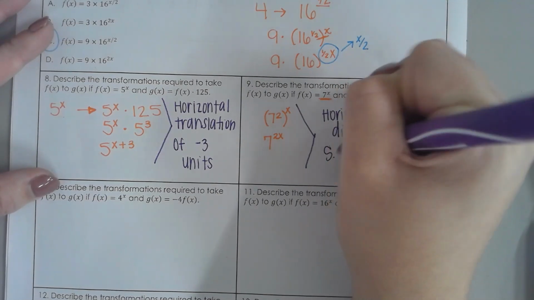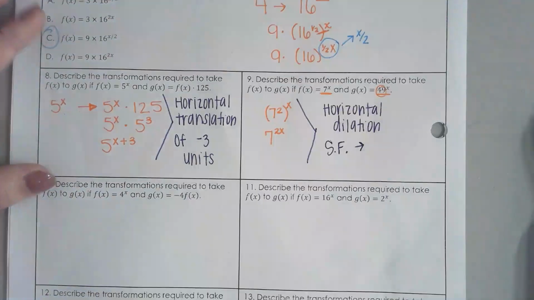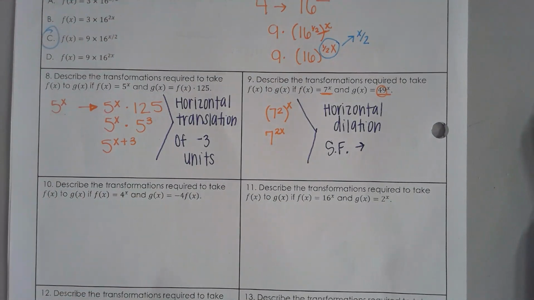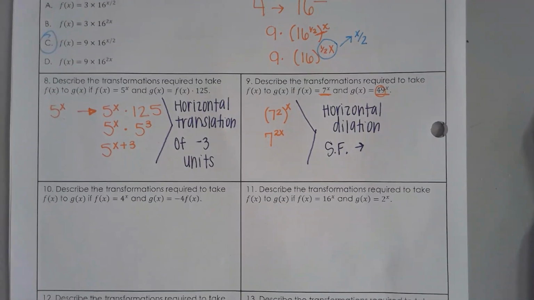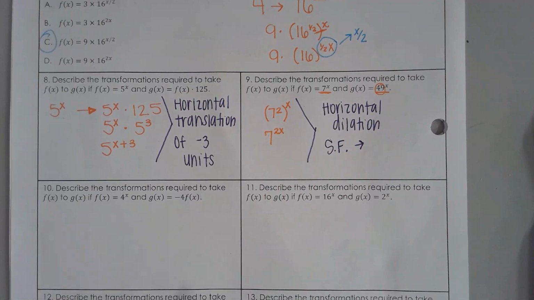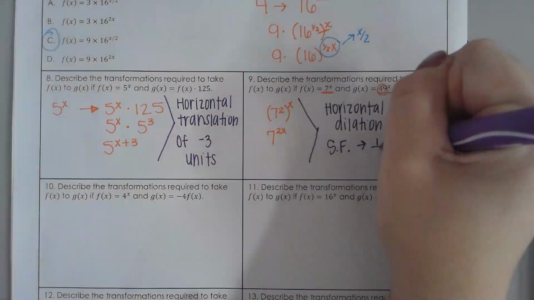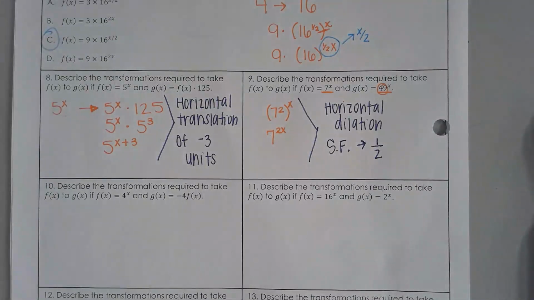And what is the scale factor? Remember, x's are opposites. So it's not going to be 2, it's going to be 1 over 2, 1/2. So the scale factor is 1/2. So I would multiply any x value that I started with by 1/2.